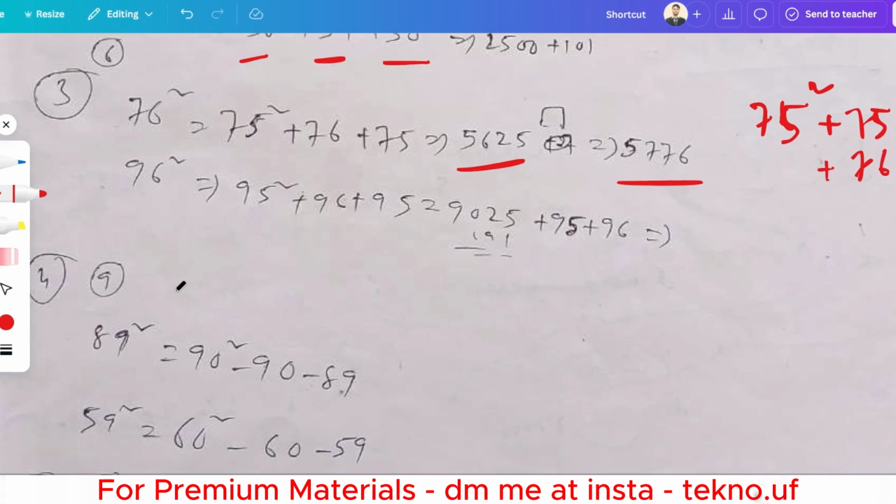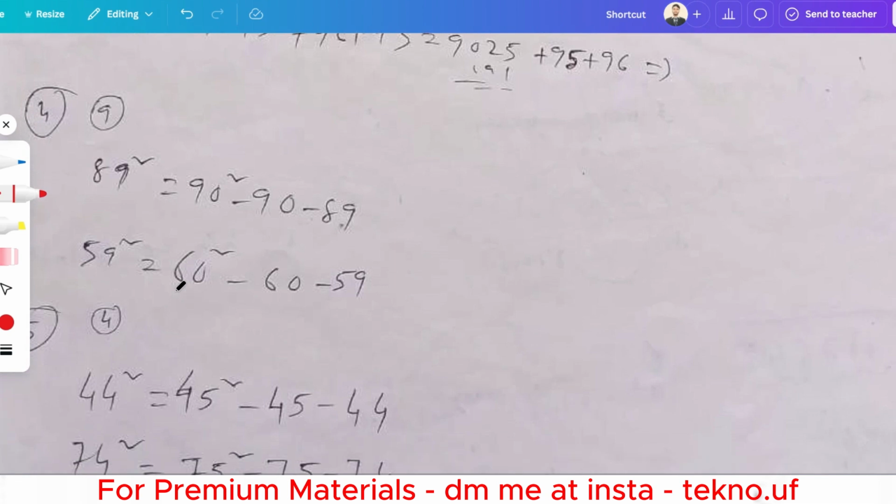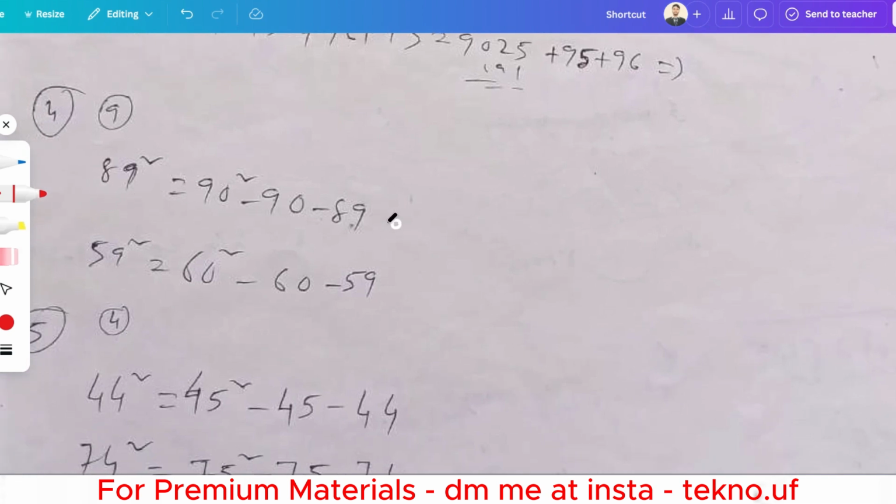Okay, let me just go to the next part, that is, for 89. How to calculate that? For this type of number, like 29, 39, if you are getting these numbers, then you can calculate this way. 90 squared minus 90 minus 89. See, 89 plus 1 you have to do first, that is 90. So 90 squared minus 90, minus 89, the number itself.